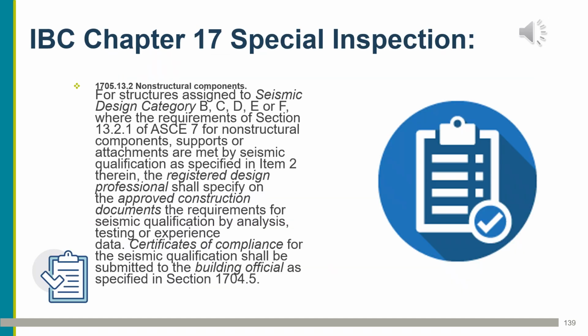And we mentioned this earlier, but IBC Chapter 17 Special Inspections, non-structural components. This is your ceiling grids. So if you go to 1705.13.2, the building official, the authority having jurisdiction, can require on a commercial site, on a large construction site, that special inspection be done for the ceiling grid system. And this is probably a good method to consider.